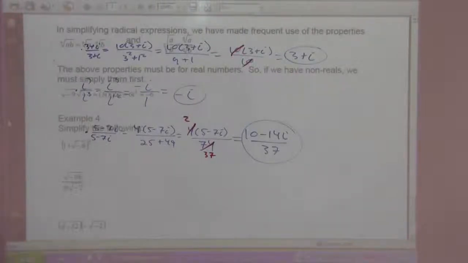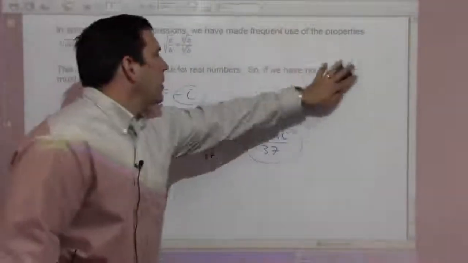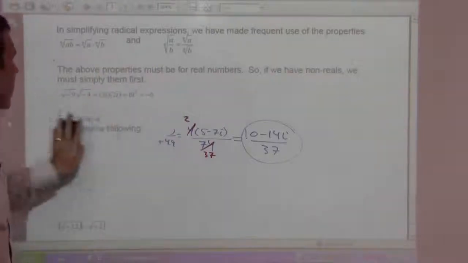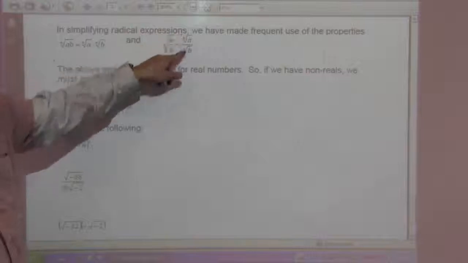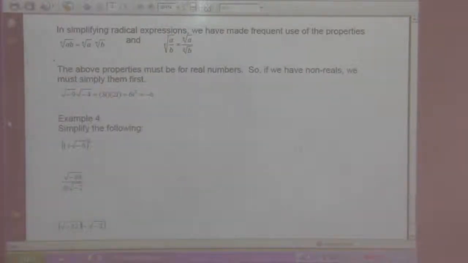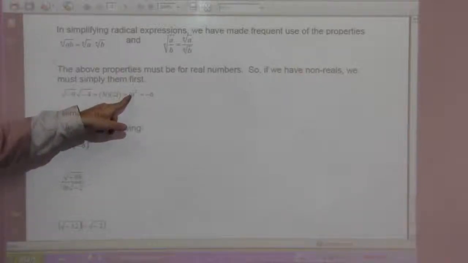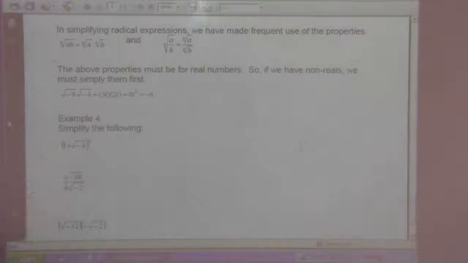In simplifying radical expressions, we have made frequent use of the properties: nth root of ab is nth root of a times nth root of b, and nth root of a over b is nth root of a over nth root of b. The above properties must be for real numbers. So if we have non-reals, we must simplify them first. For example, square root of negative 9 times square root of negative 4. Well, that's 3i times 2i, which is 6i squared, which is negative 6.